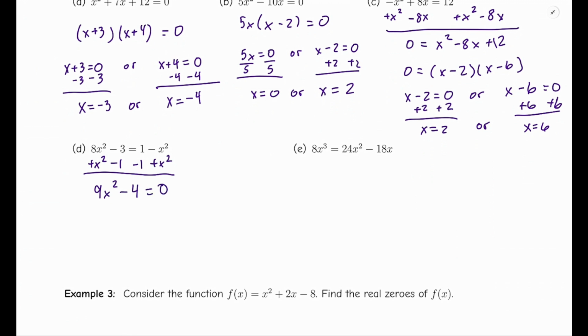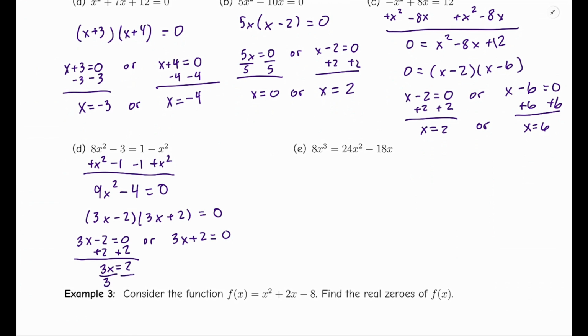This is a difference of squares, so I know this will factor as 3x minus 2 and 3x plus 2 equal to 0. Then by the zero product property, we get 3x minus 2 equals 0, or 3x plus 2 equals 0. Solving these equations separately, we get x equals 2/3, or x equals negative 2/3.